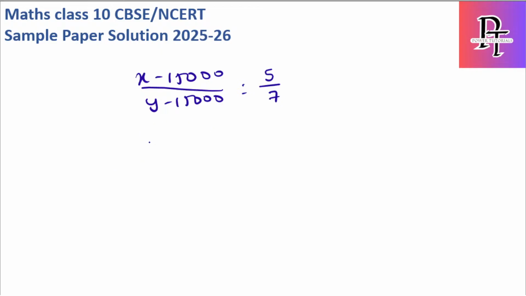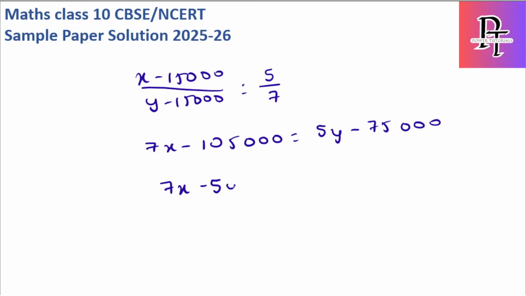Okay, if I cross multiply, I will get 7x minus 15 sevens are 105,000 is equal to 5y minus 15 fives is 75,000. So if I write everything to the left side, I will get 7x minus 5y, and if I move 105,000 to the right side, I will get 105,000 minus 75,000, which is nothing but 30,000.